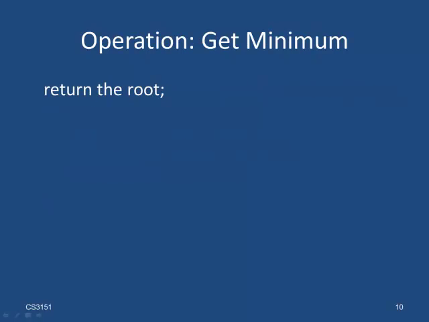The get minimum operation is the simplest operation. Remember that the smallest element is the root, so the get minimum operation just returns the root. If the heap is stored in an array, then we know the root is the element at index 0.